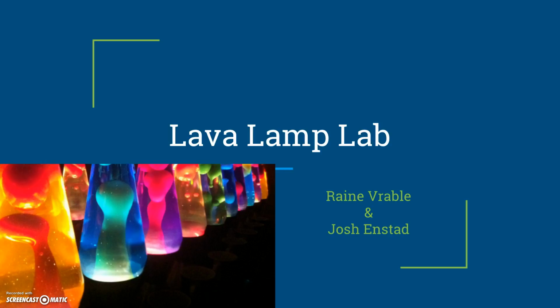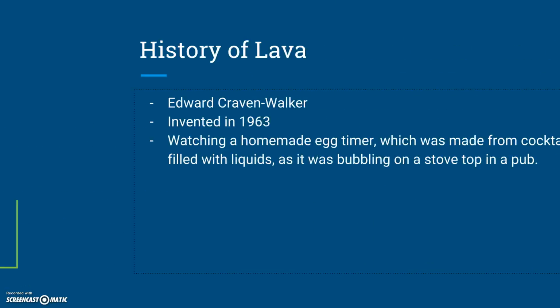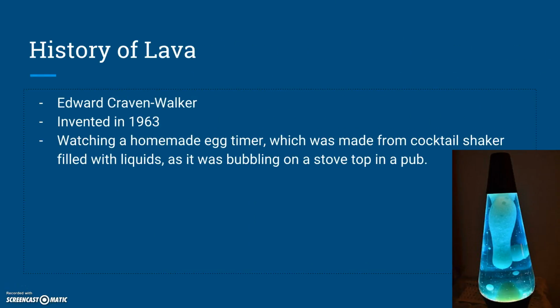Alright, we're going to get started with a background on the history of lava lamps to begin. Looking at the history, the lava lamp was first invented in 1963 by a man named Edward Craven Walker. He got the idea from watching a homemade egg timer made from a cocktail shaker filled with liquids, bubbling on a stovetop in a pub.